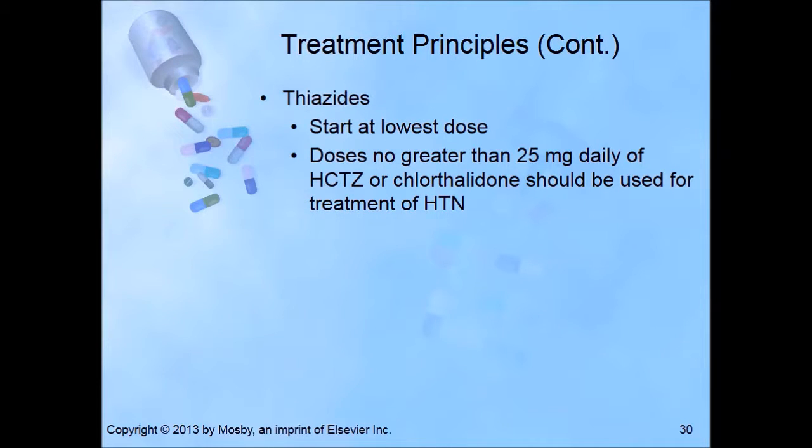So for treatment principles, as a general recommendation, thiazide should be started at the lowest dose, and those with shorter half-life should be given once or twice daily. Doses no greater than 25 milligrams daily of hydrochlorothiazide or chlorthalidone should be given for the treatment of hypertension. The adverse effects of hypokalemia, hypomagnesemia, and increased cholesterol, as well as the possible increase in sudden death among thiazide-treated patients, appear to be dose-related. Except in patients with renal insufficiency with a GFR less than 30, thiazide diuretics are more efficacious than loop diuretics for the treatment of hypertension.